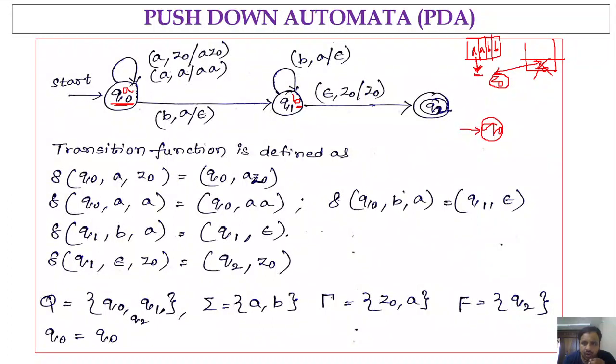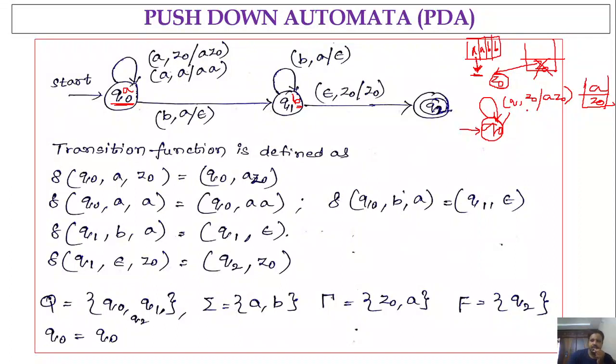So Q naught on small a with stack symbol Z naught, we will be in state Q naught. Let me write Q naught, a, Z naught, we will be in the same state Q naught, slash, what we have to push onto the stack: we have to push A, but before A we have to push Z naught. So we write it like this: slash A Z naught. What happens after executing this step? The stack content will consist of Z naught followed by A.